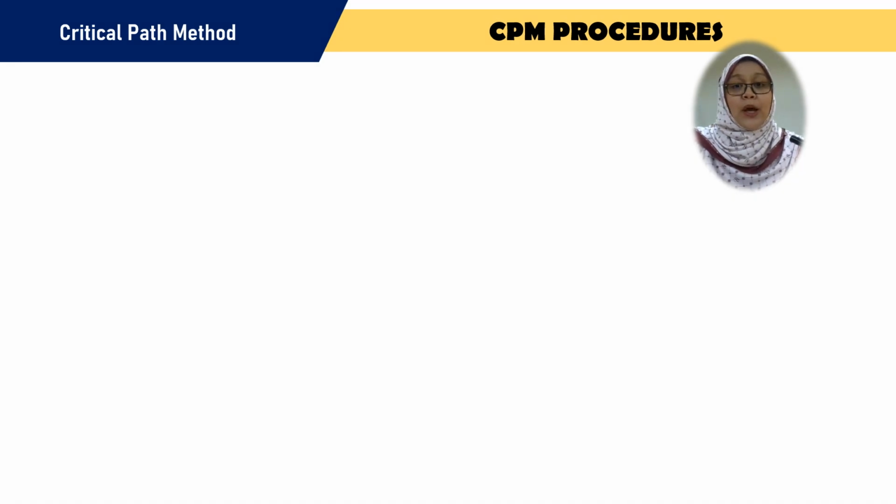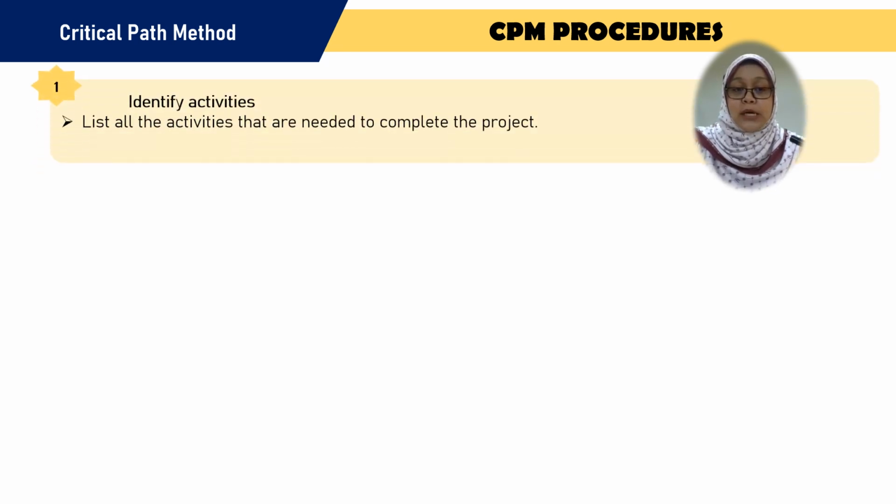Now, we can go to the CPM procedures. So basically, we have 7 steps to do the critical path method. First, we have to identify the activities. So list all the activities that are needed to complete the project.